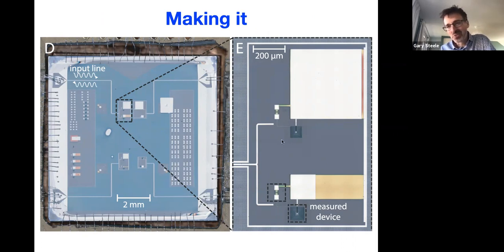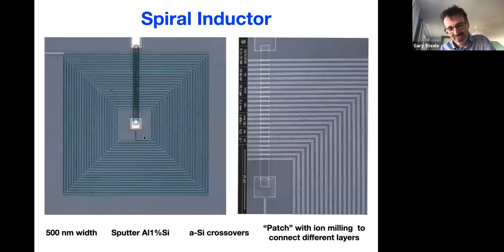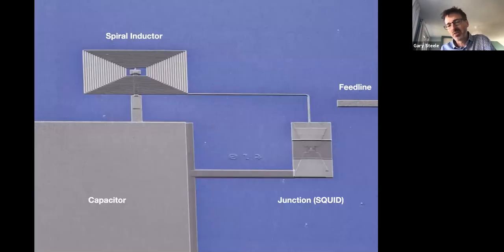We go through all sorts of clean room processes to make these multi-layer quantum devices with huge capacitors using dielectrics, these very tightly wound inductors using electron beam lithography, and then these Josephson junctions using this trick of evaporating aluminum inside of a vacuum chamber at 2 angles. So this is what it looks like when you put it all together.